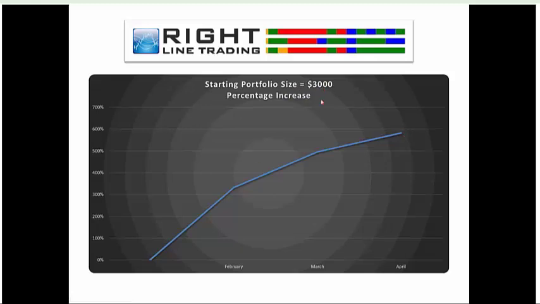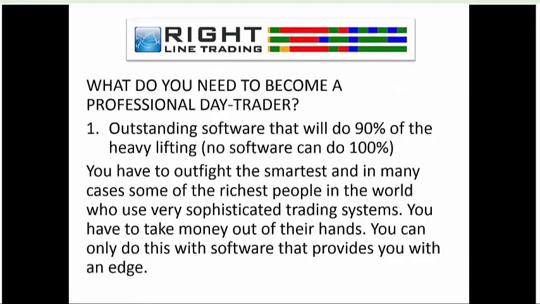So basically, I'm going to finish a lot earlier, which is good because it's late. I know everybody's tired. So really, what do you need to become a professional day trader? You need outstanding software that's going to do 90% of the heavy lifting. And really, all of us in this trading room have to outfight the smartest people in the world and the richest people in the world, the institutional traders. They have very sophisticated trading systems, and they have a lot of money.